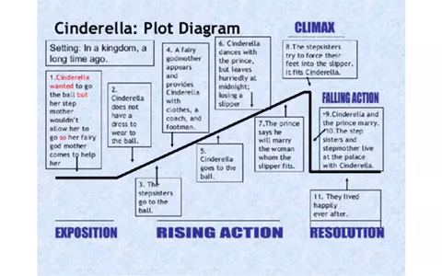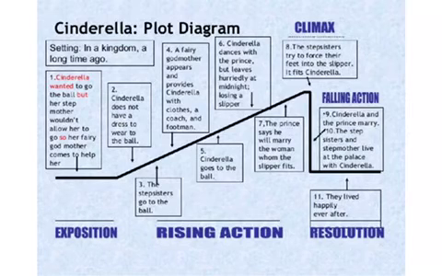So the setting, or where this story happens, is in a kingdom a long time ago, or, once upon a time. And it doesn't list it here, but we also want to know who the characters are. So the characters are Cinderella, the fairy godmother, the evil stepmother, the evil stepsisters, and Prince Charming. So the exposition, or the beginning, introduces the characters and this problem. So Cinderella wants to go to the ball, but her stepmother wouldn't allow her to go, so her fairy godmother comes to help.